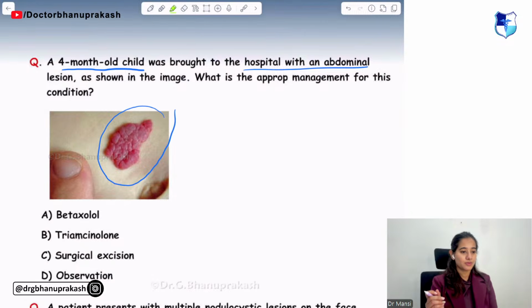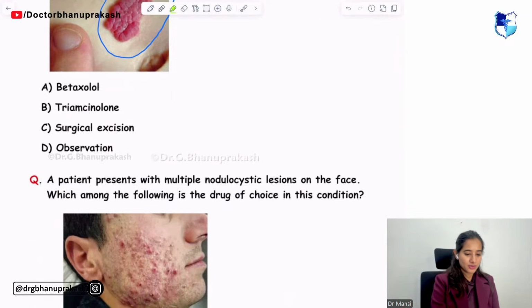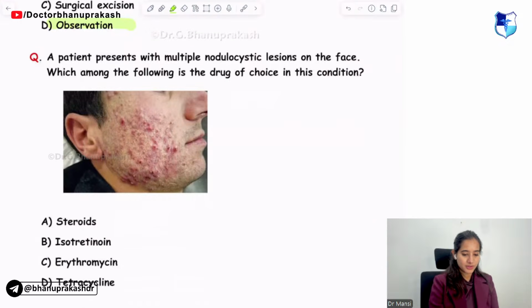Okay, some of you, yes, priest 12, you're absolutely right. Yes, so the answer is observation. You just need to observe. That's all you need to do with this. And I told you, very important topic of dermatology. They have asked you 2 to 3 times in the last 3 years.